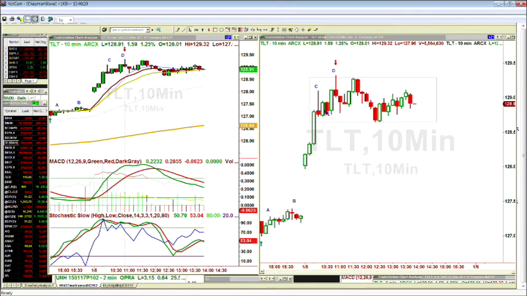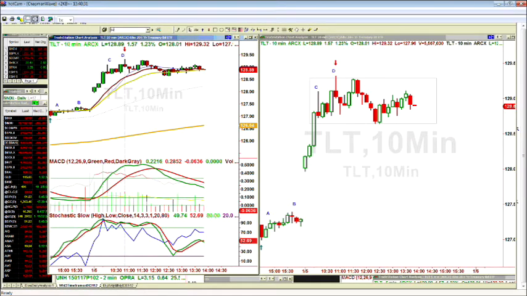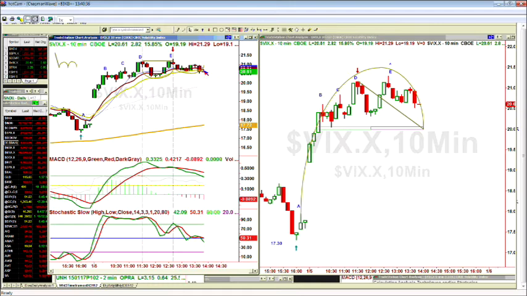Where is it trading right now? The VIX index is, if I can find it, right there. Dollar VIX.X. Yeah, there it is. That's the next bar that's coming in right there. So we're going to be watching this closely.